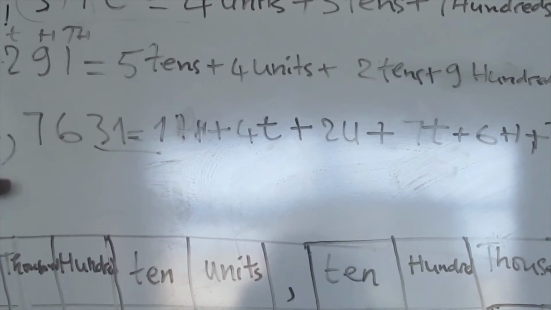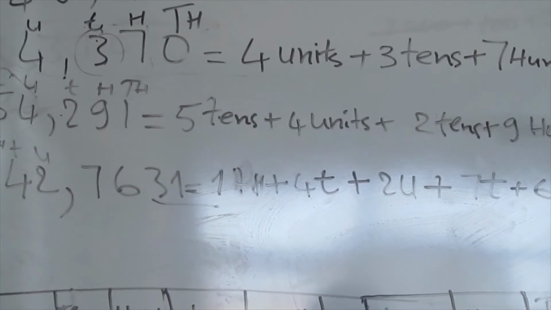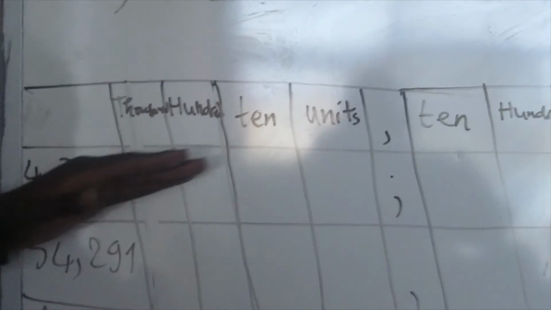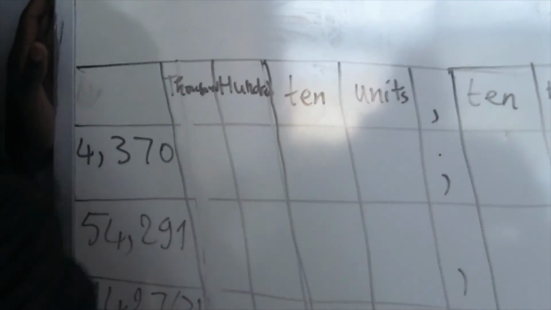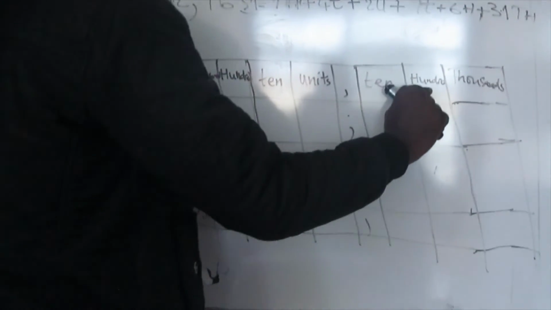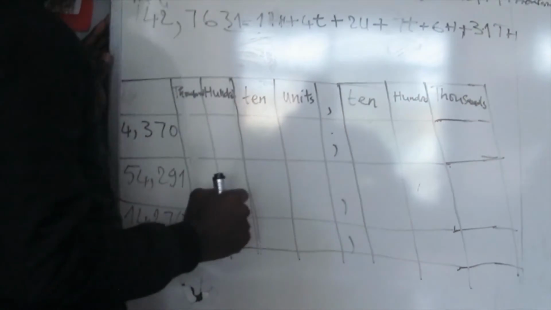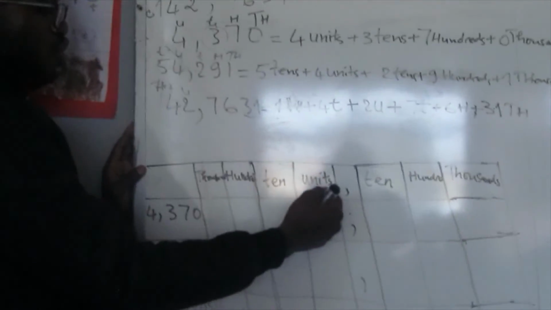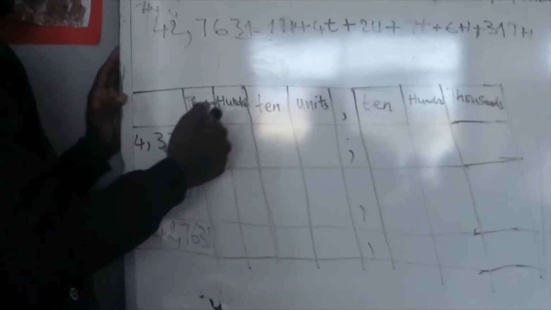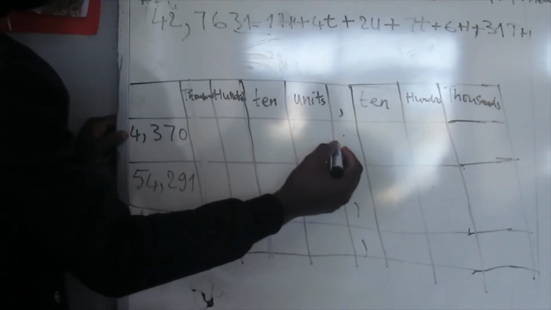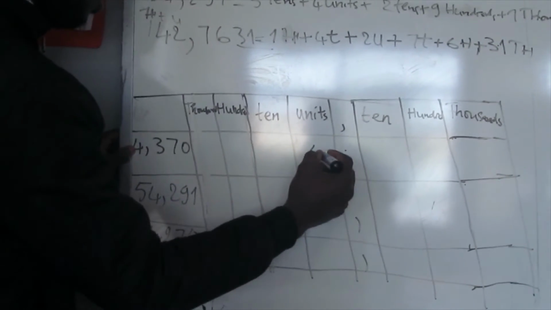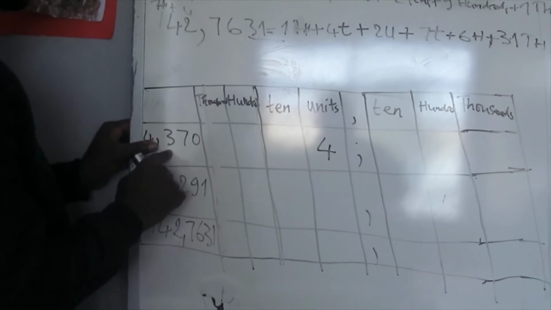Another method is to place the number in a table. The table is very easy and clear. In the middle first we have the comma. All your commas are on the same line. After the comma you have tenths, hundredths and thousandths. From your whole number, before the comma, you have units, tens, hundreds and thousands. And we have this number here. This is our comma. Before the comma we have what? 4. How many units? 4. Then we go after the comma.